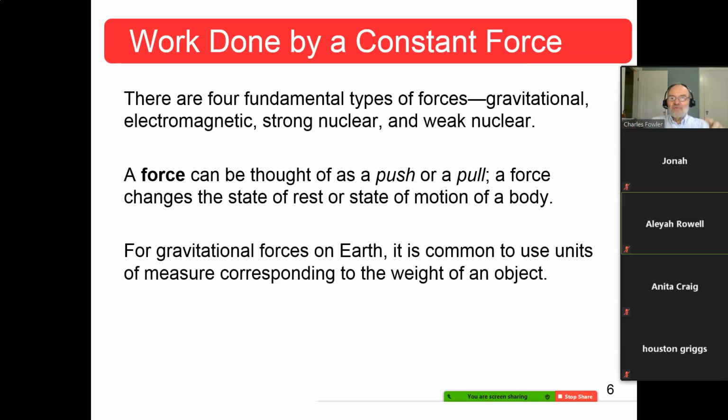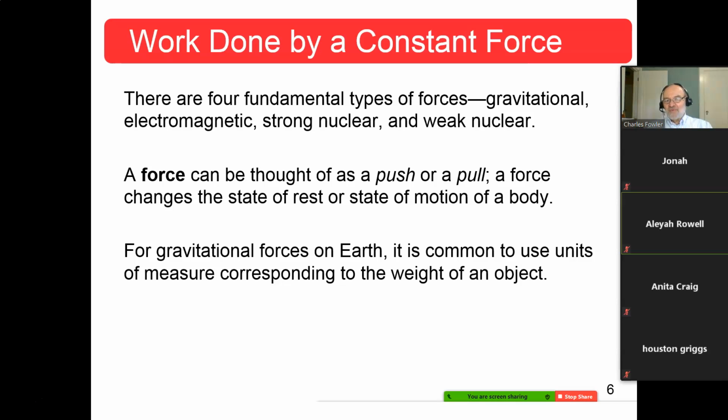Go back to forces. A force can be thought of as a push or a pull, okay? A push or a pull. A force changes the state of rest or the state of motion of a body. That is, if it does push or pull. If you push against the wall and nothing happens, you're not changing any state, okay? But if you are able to create motion, that's what force does.